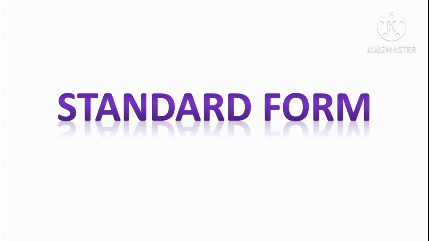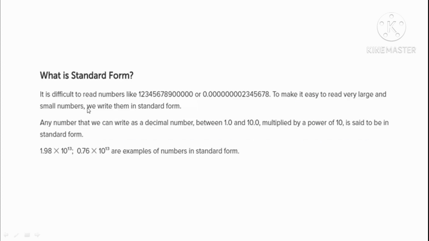So we will proceed to the next slide, where we will learn more deeply about standard form, our lesson today. So what is standard form? It is difficult to read numbers like 1234567890000 or 0.000234567. To make it easy to read very large and small numbers, we write them in standard form. Any number that can be written as a decimal number between 1.0 and 10.0 multiplied by a power of 10, which I mentioned just now on the previous slide, is said to be in standard form. It is related to base 10, right?